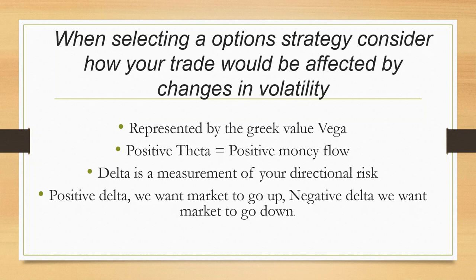But then things changed and we started getting volatility spikes. The trade's response to volatility is represented by the Greek vega. We want positive money flow, so we want positive theta. Delta is a measure of our directional risk. If our delta is positive, we want the market to go up. Negative delta means we want it to go down.